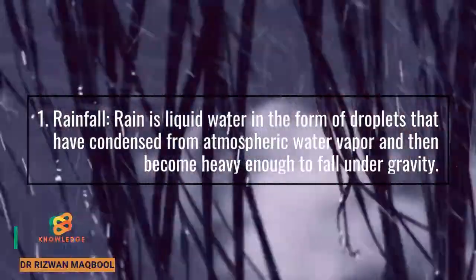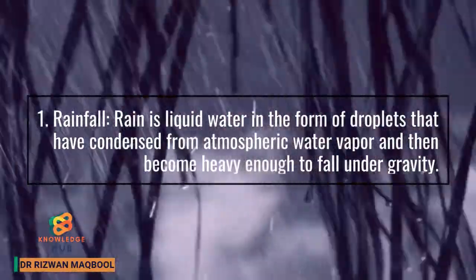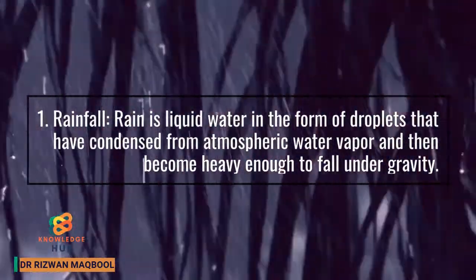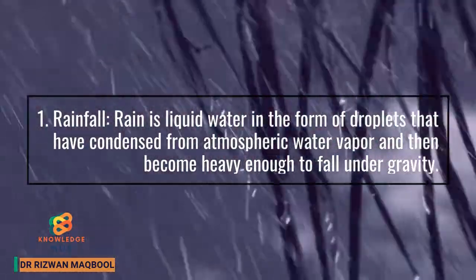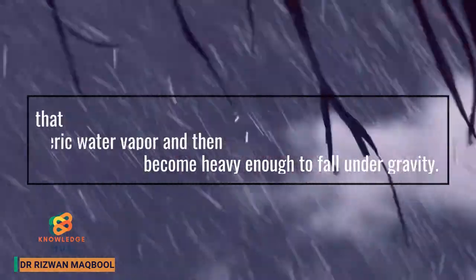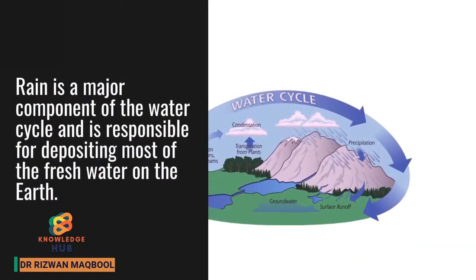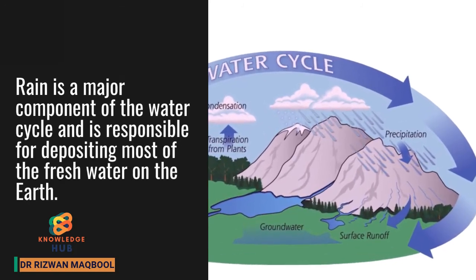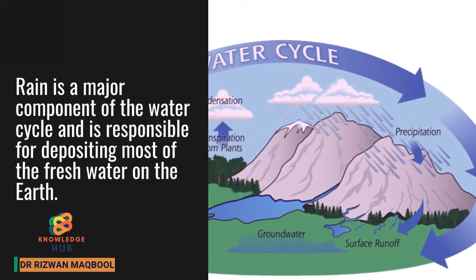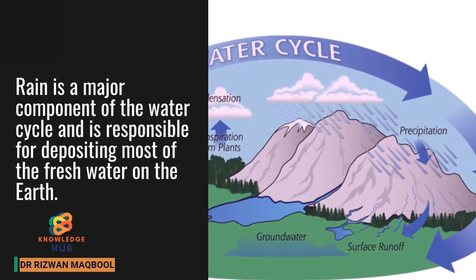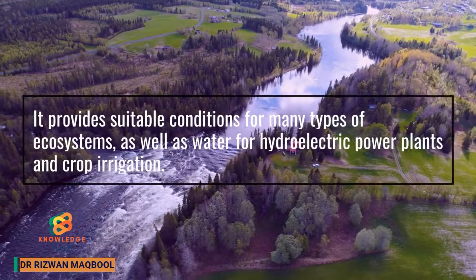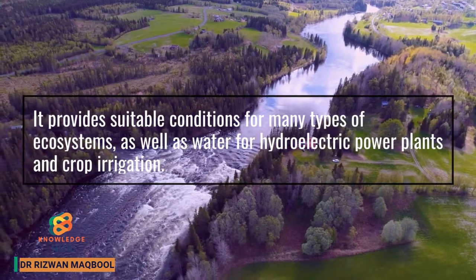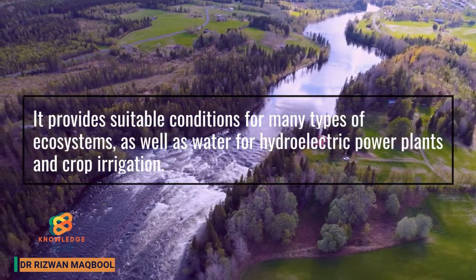1. Rainfall. Rain is liquid water in the form of droplets that have condensed from atmospheric water vapor, and then become heavy enough to fall under gravity. Rain is a major component of the water cycle and is responsible for depositing most of the fresh water on the earth. It provides suitable conditions for many types of ecosystems, as well as water for hydroelectric power plants and crop irrigation.